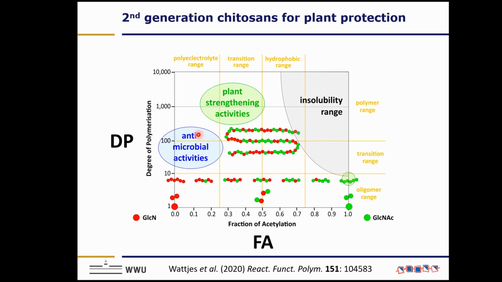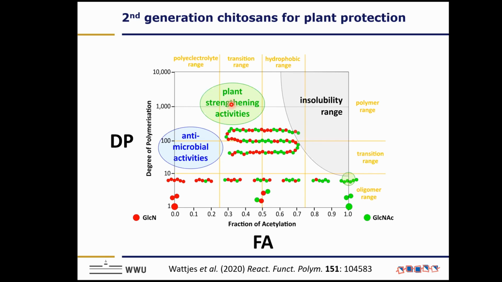So we found that the highest antimicrobial activities are shown by chitosans with a low fraction of acetylation and an intermediate degree of polymerization. Small polymers with low degrees of acetylation are best. Whereas for plant strengthening activities, we found that large polymers with medium or intermediate fractions of acetylation were best. So not only do different chitosans have different bioactivities, they are also carried by different chitosans.